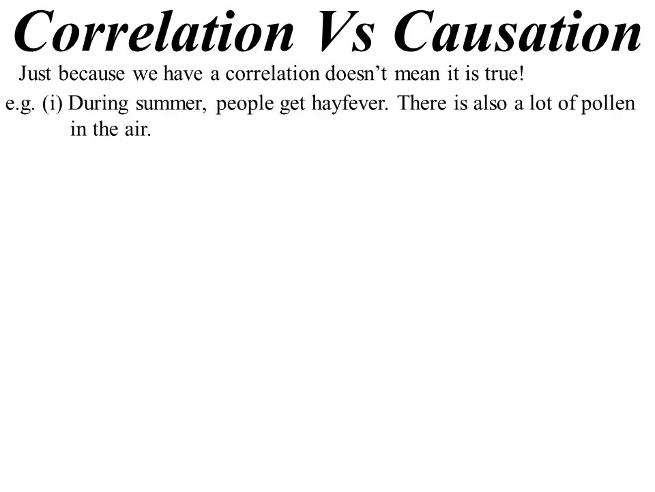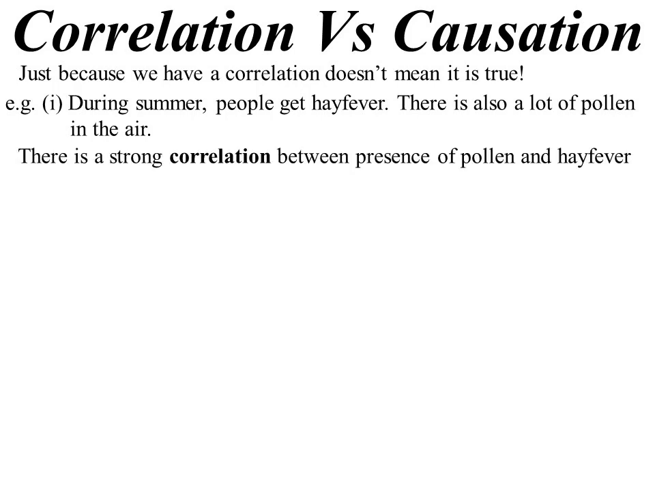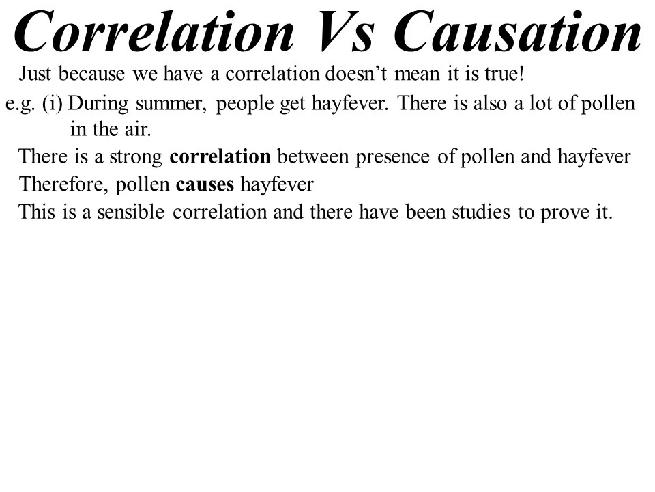Here's an example. During summer, people get hay fever. Also in summer, there's a lot of pollen in the air. So there actually is a strong correlation between the presence of pollen and hay fever. Therefore, pollen must cause hay fever. That's the conclusion that we're drawing. But again, that's just a correlation, so you go and do further investigation, and actually there have been studies that do prove that. So that actually is a sensible correlation.